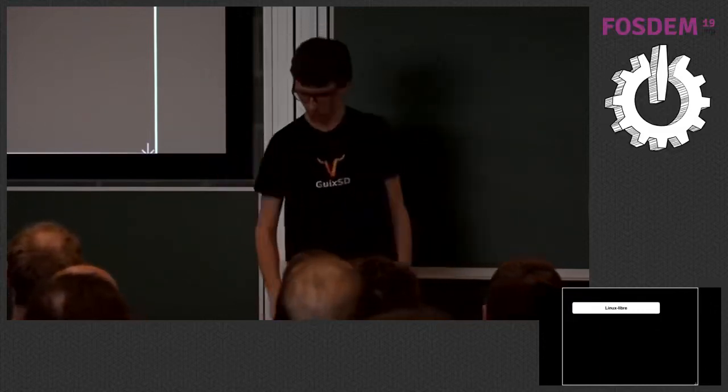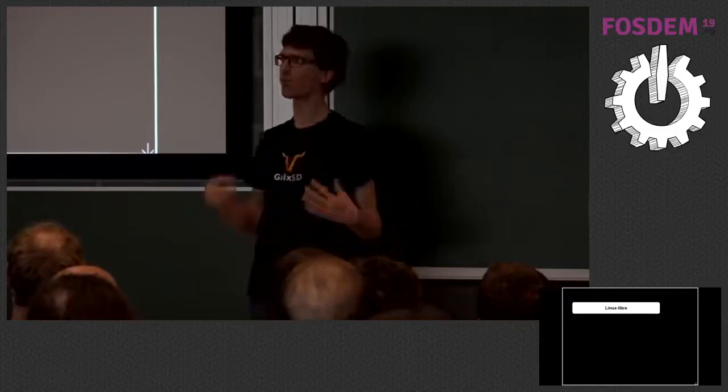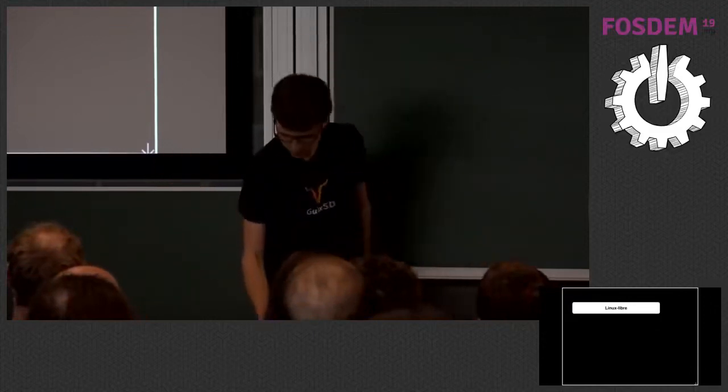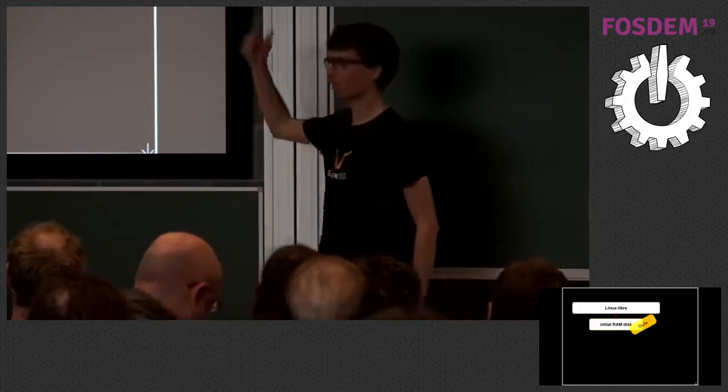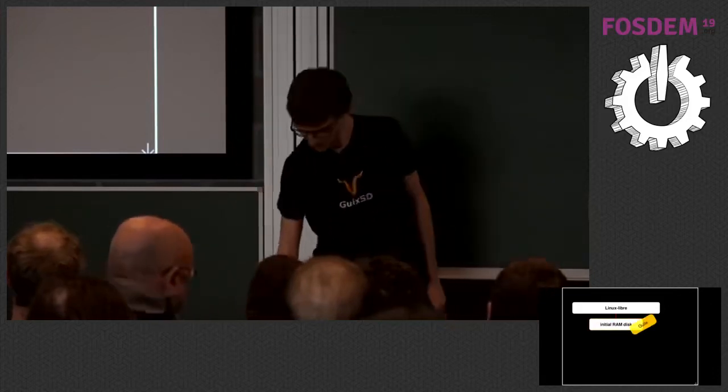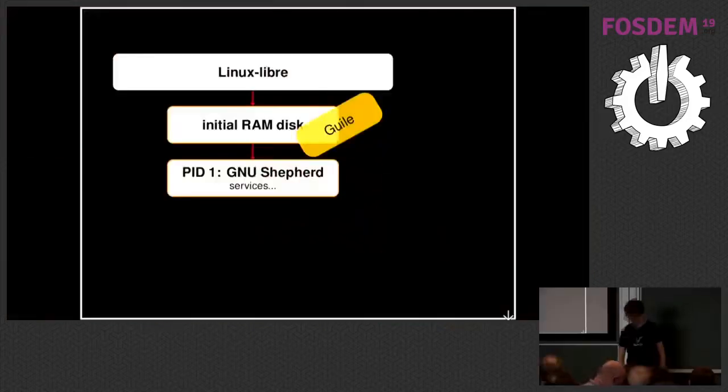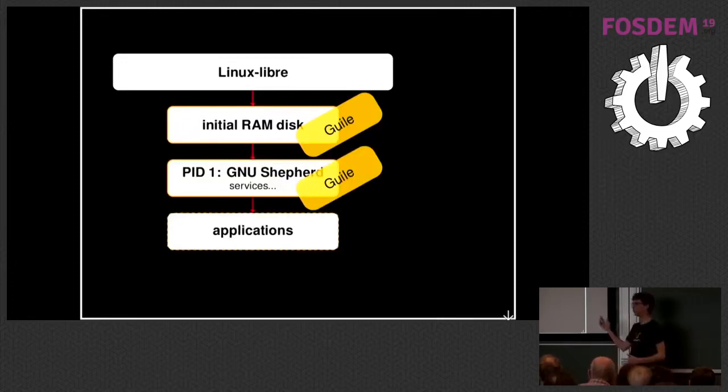I like to show this diagram which explains how the standalone Guix system works. Basically, we have the Linux kernel, we have the initial RAM disk, which runs Guile. But we also have the init system, which is called GNU Shepherd, which also uses Guile. And then possibly we have applications that may or may not use Guile. All right.